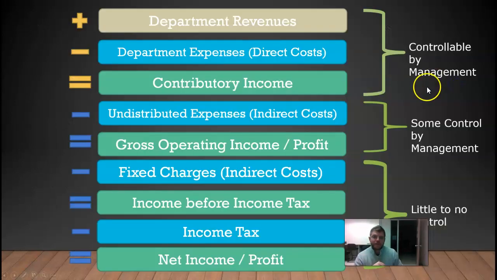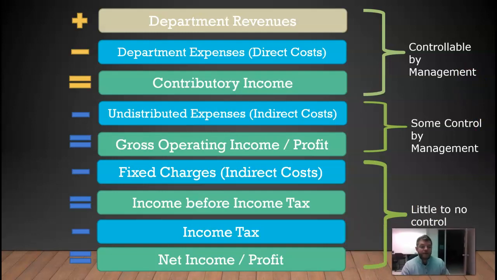Next slide, let's go. Okay, we also looked at this. This is your very generic income statement formula, and this one is for contributory income statements. It starts with the department revenues minus all your department expenses equals your contributory income. What does each department contribute? Like we said before, this is very controllable by management. This is where you will see your effect on the business.